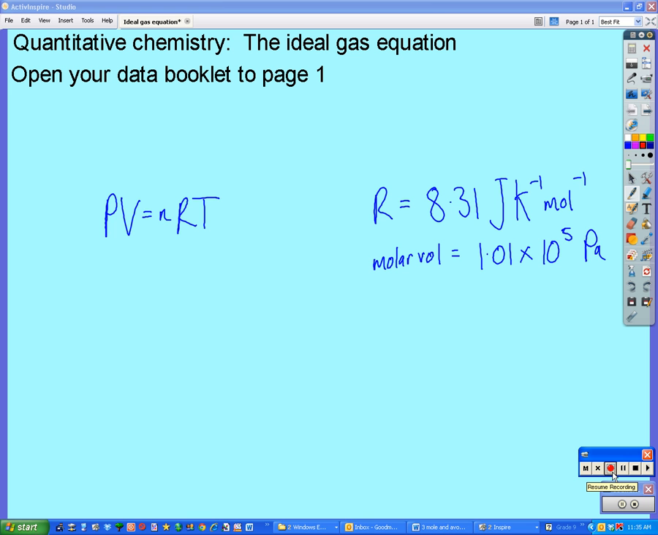Okay, here we are. Quantitative chemistry, the ideal gas equation.